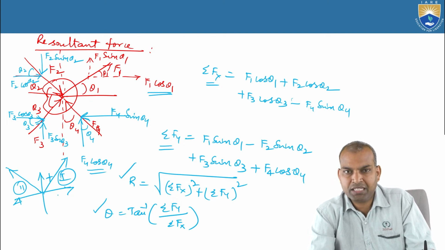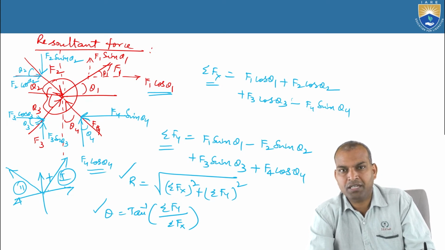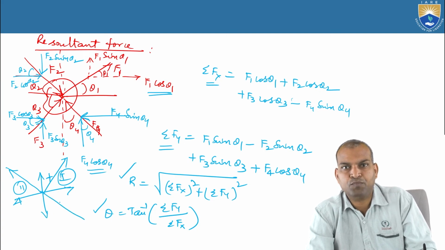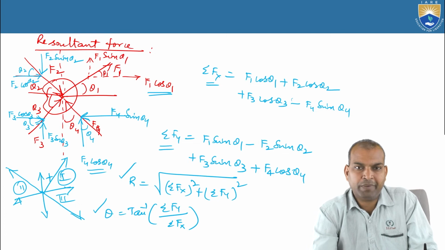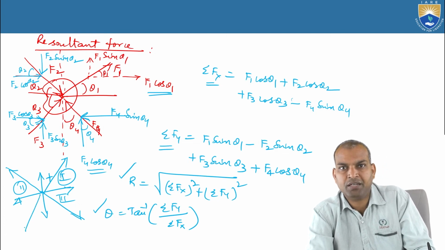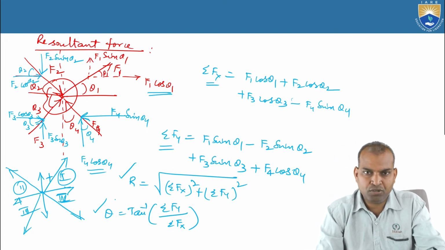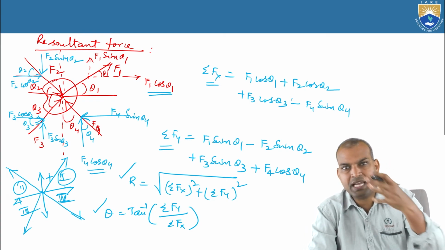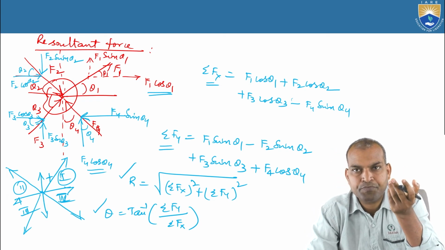If sigma Fx is positive and sigma Fy is negative, then this is the coordinate system, where both are going away. And if sigma Fx is negative and sigma Fy is also negative, then it is in the third coordinate system. Thus, we have to find out in which direction the resultant force is acting.